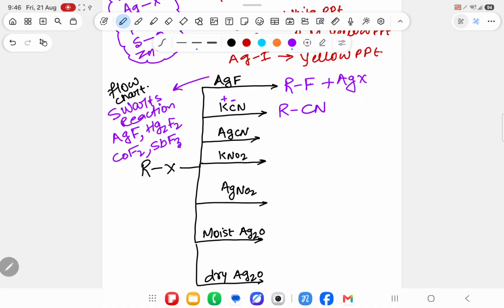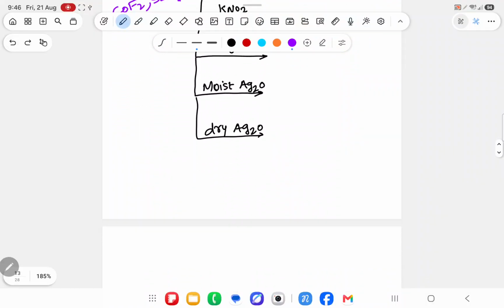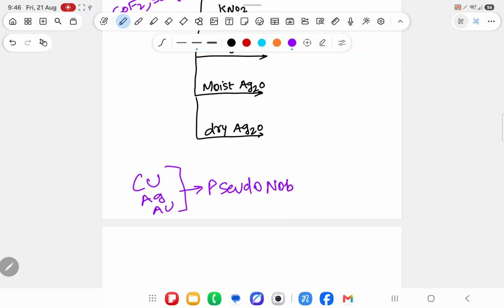Second one, when you will react with KCN, it will break as K plus CN minus, and it will become RCN. When you will react with AgCN, it will not break as Ag plus CN minus. Why? Because copper, Ag and gold all have pseudo noble gas configuration.